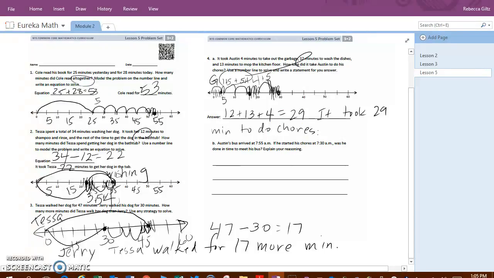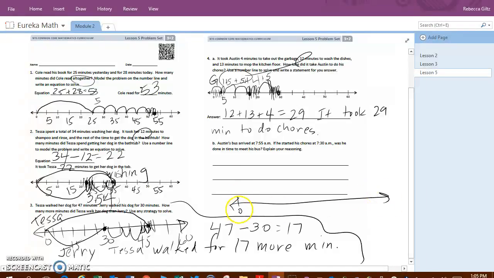Last one. Austin's bus arrived at 7:55 a.m. If he started his chores at 7:30 a.m., was he done in time to meet the bus? Okay, so I'm going to draw a number line down here. So this is all number 3. Here's my number line.